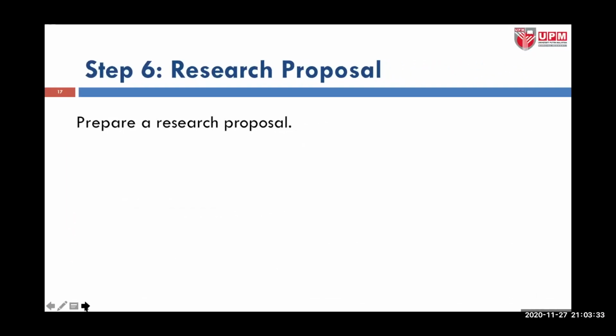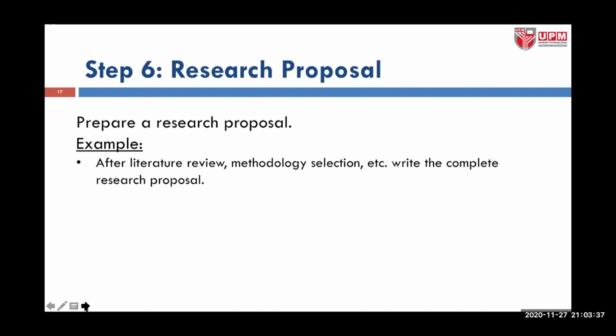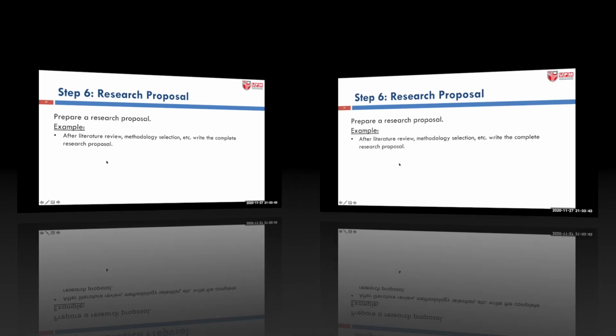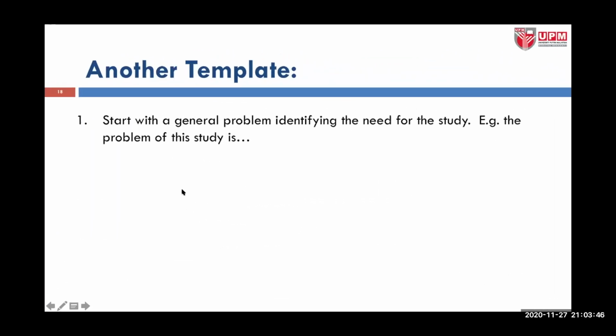Right. And then the research proposal, the last one: prepare a research proposal after literature review and methodology selection, write the complete research proposal. Okay, another template. That is the first way of doing a problem statement. And now let us go for another method.